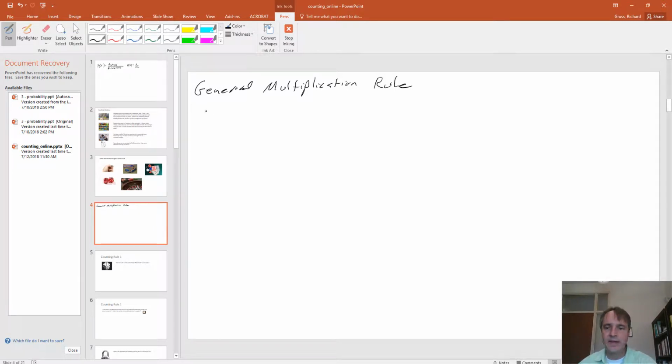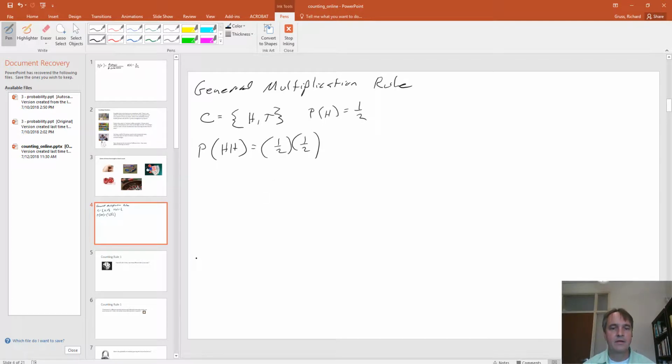So why is that? An example of where we would do this is a coin flip. Remember that the sample space for a coin flip is heads and tails, and the probability of throwing a head is 1/2. So how do we do this? What is the probability of getting 2 heads in a row? It turns out that it's just 1/2 times 1/2.